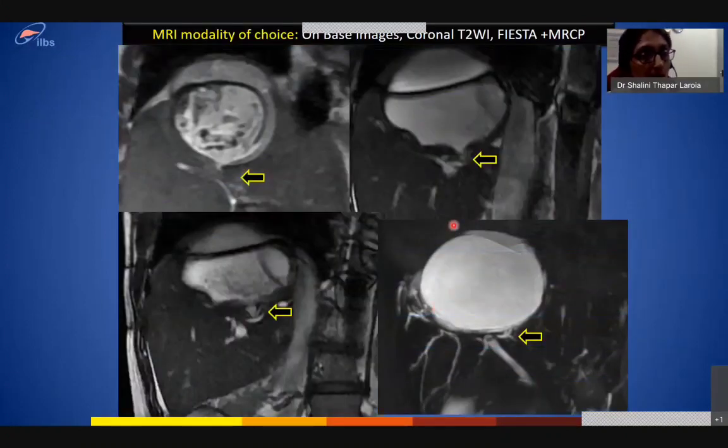The modality of choice for this is an MRCP or an MRI. Look at this T2 weighted sequence. You have the floating membranes within the hydatid, and you can actually see this segment where there is a small break in the wall, and this wall seems to be communicating with this bile duct.